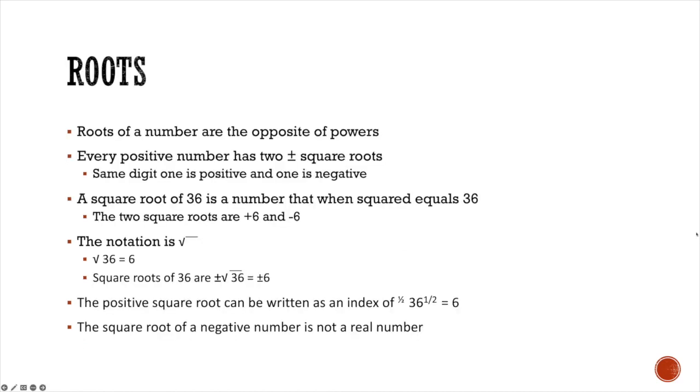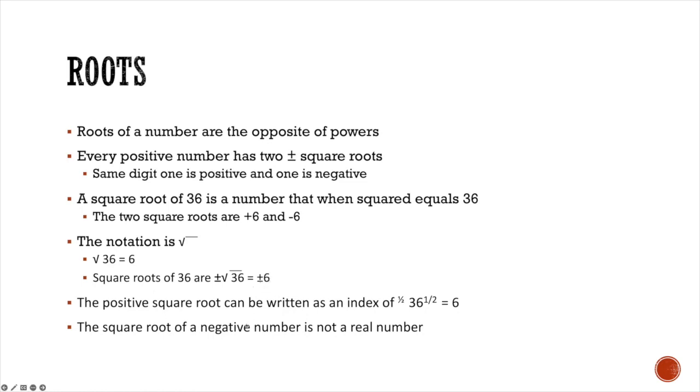Roots. Roots of a number are the opposite of powers. This is the notation. The root of 36 is 6. Every positive number has two square roots, plus or minus. So the square roots of 36 are plus or minus 6. It is the same digit but with plus or minus.